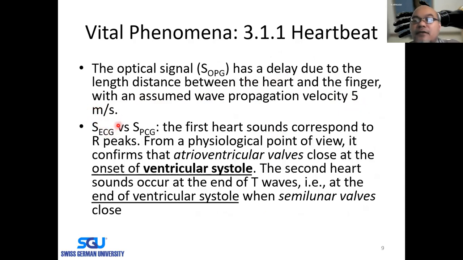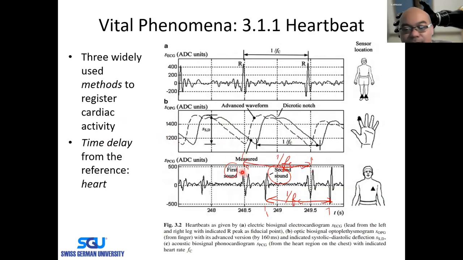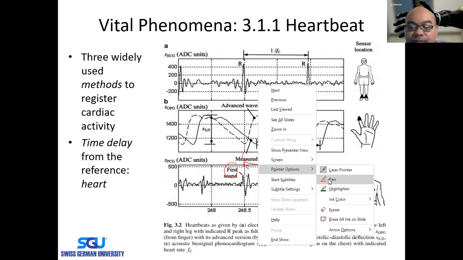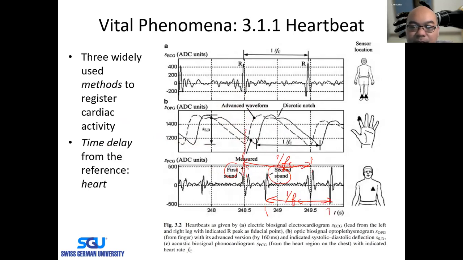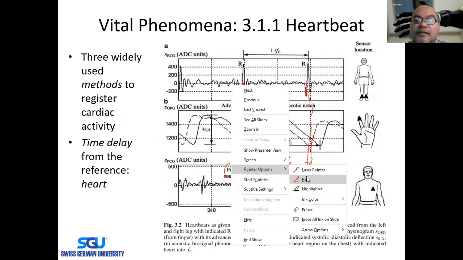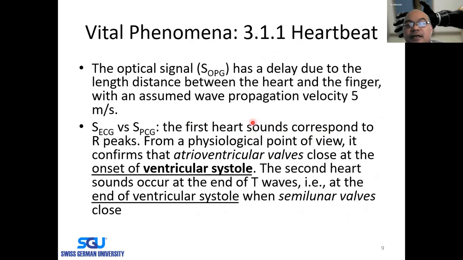If we compare the electrocardiogram and the phonocardiogram, the first heart sound corresponds to the R peaks. Here, if we draw a straight line, it is just when the R peak starts, near the Q, between the Q and R. So the first heart sound corresponds to the R peaks.